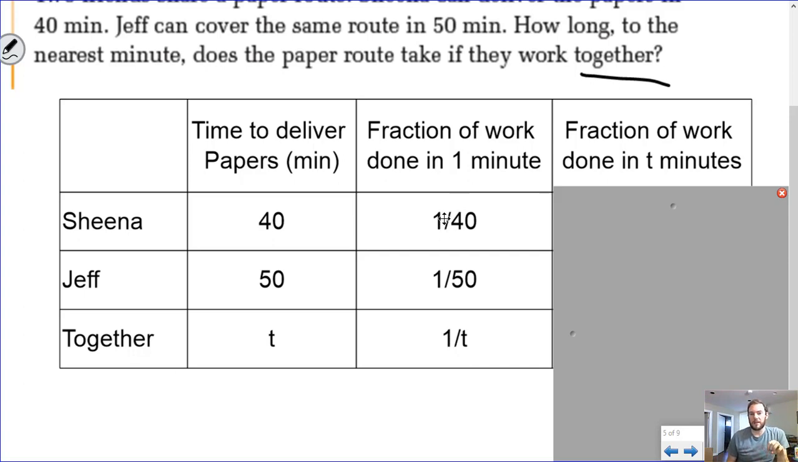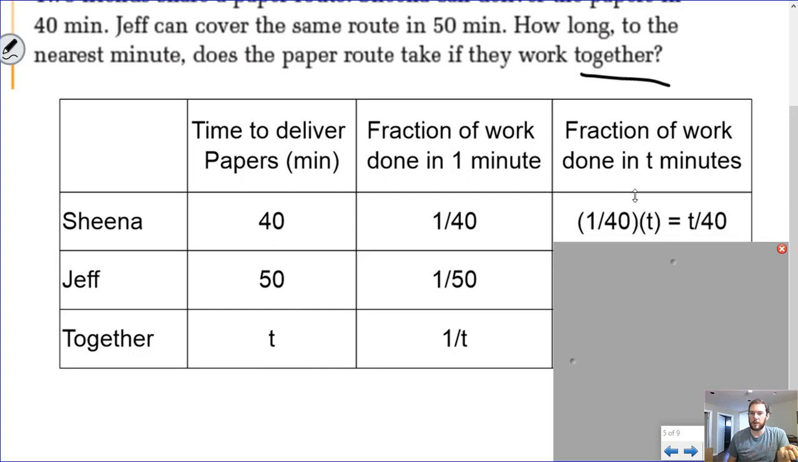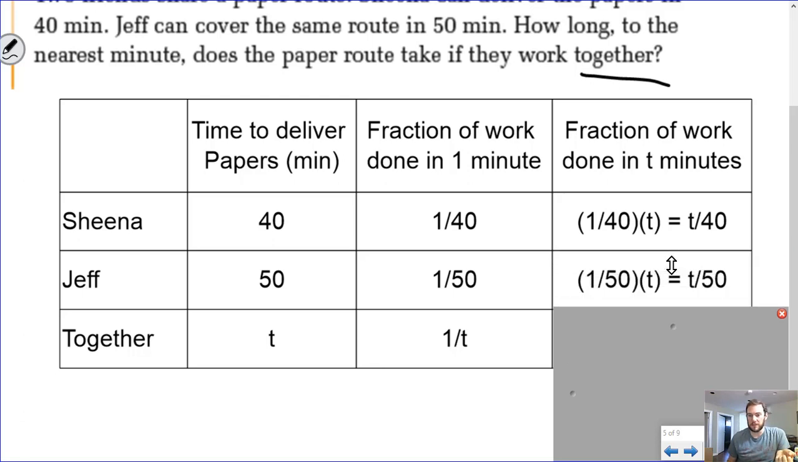Now, if we look at the amount of time they spend working together, if Sheena can do 1/40th of the route in 1 minute, then she can do t over 40 of the route in t minutes, by taking the 1 over 40 and multiplying it by the time they spend doing the route, which is this variable t. So 1 over 40 times t gives us t over 40. And if we do the same thing for Jeff, we get t over 50.